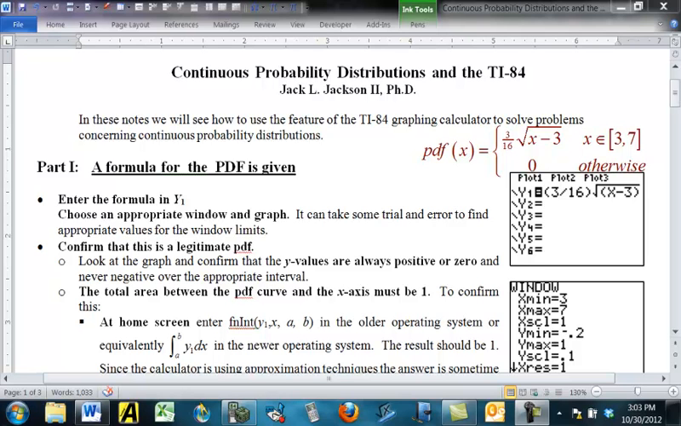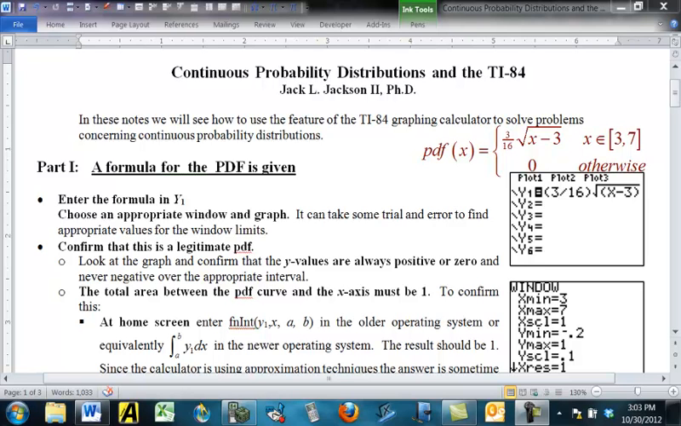And there are basically two parts. Part one is where we are given the PDF formula, and part two is where we're given the CDF formula. So we're either given a command or a formula for these things, and we can see what we can do with the PDF and what we can do with the CDF, and how to do this on a TI-84 calculator. Okay, so let's just dive in.